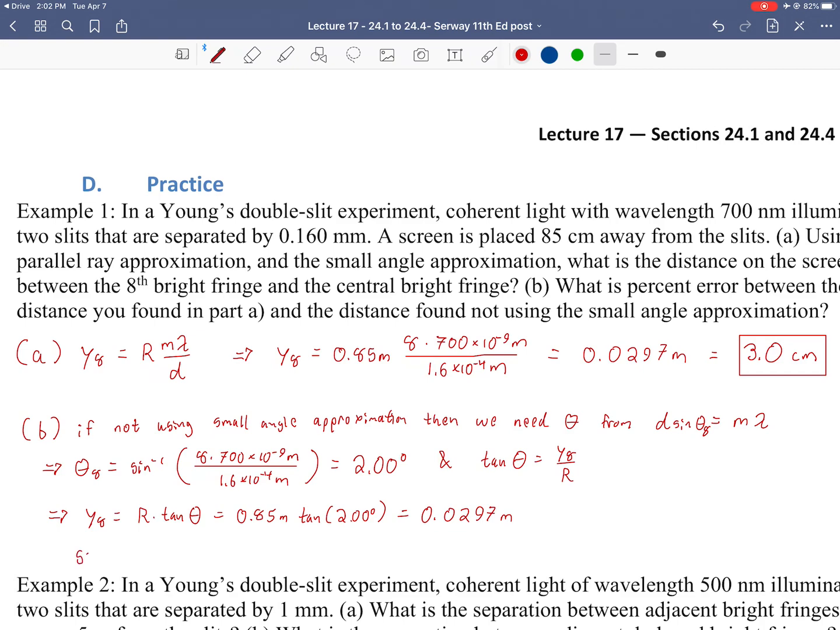If we take the unrounded values and plug them in, because I've been running the rounded values here on the screen, the percent error would be: y8 small, the one we got up here, minus y8 without the small angle approximation, divided by y8 without the small angle approximation, y8 of course being the distance from the middle to the eighth bright spot, times 100 to make it a percent. That gives us 0.061%.